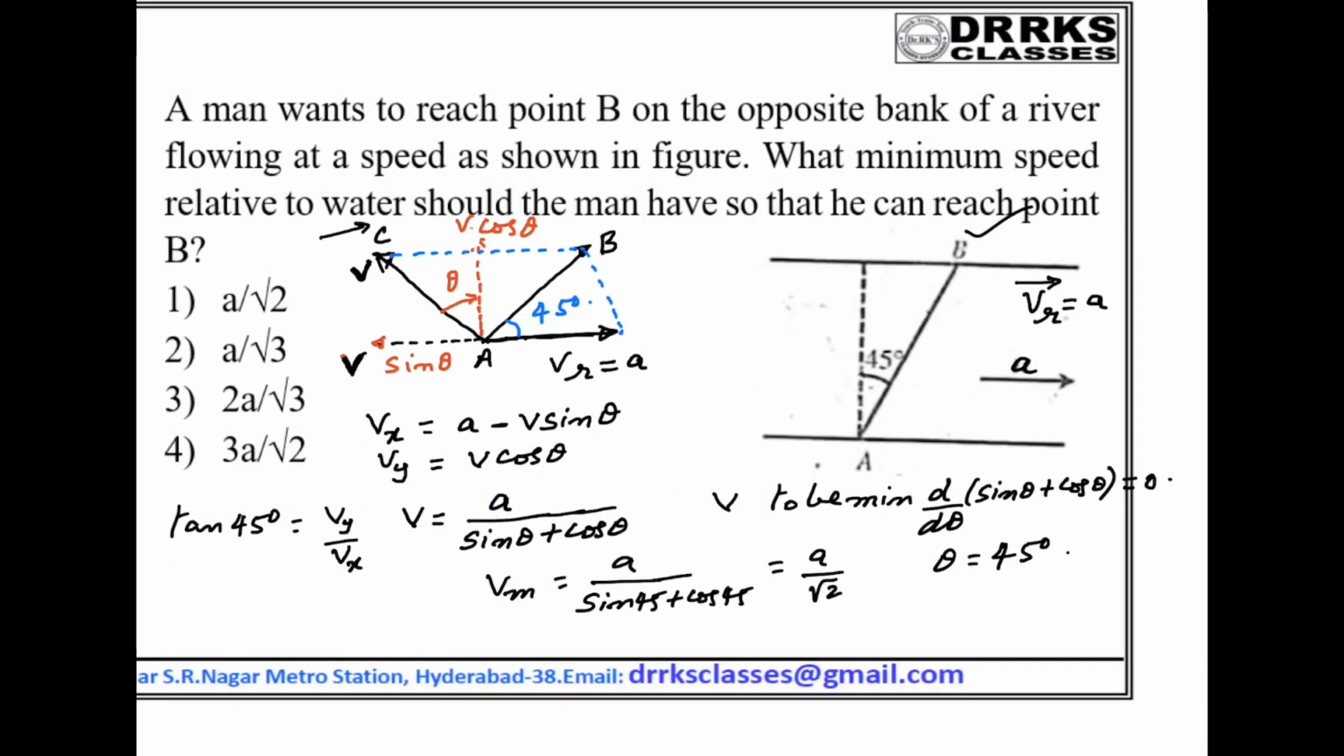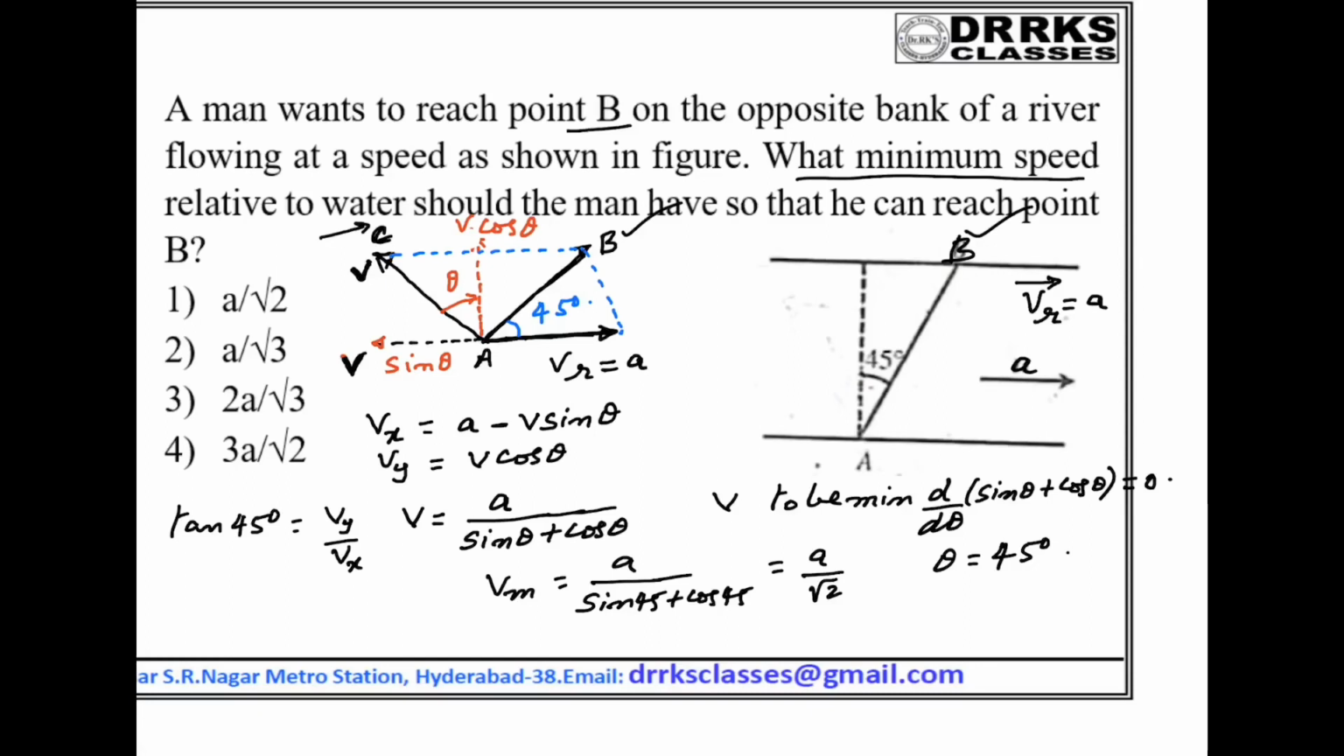So look at this problem. A man wants to reach a point B on the opposite side of the river. What minimum speed must the man swim at so that he can reach the opposite point? Okay, so here, if the target point is C, he has to reach B. That means if the man's velocity is along AC and the river velocity is horizontal, the resultant of the river velocity and the man's velocity must be along AB.